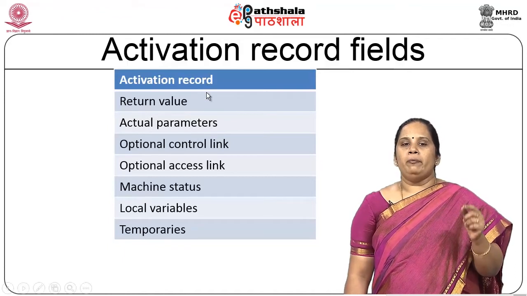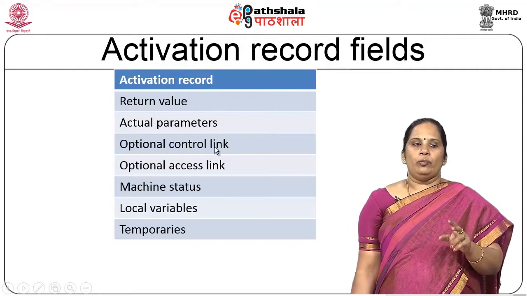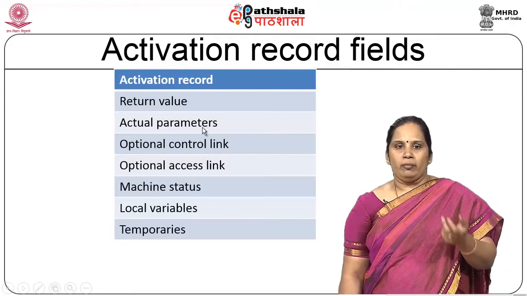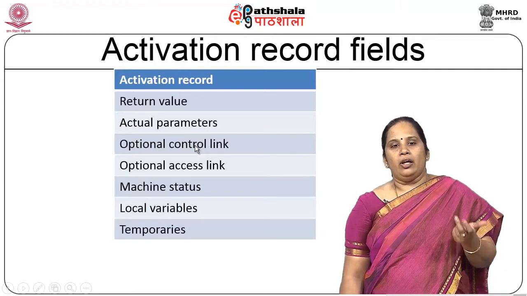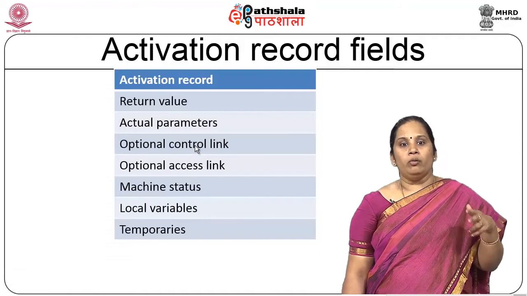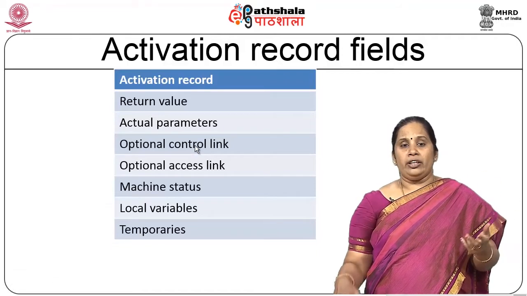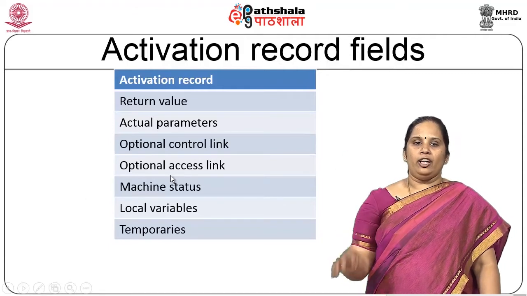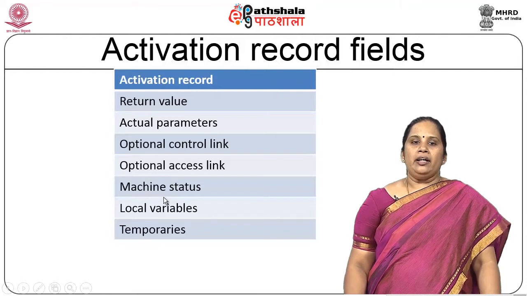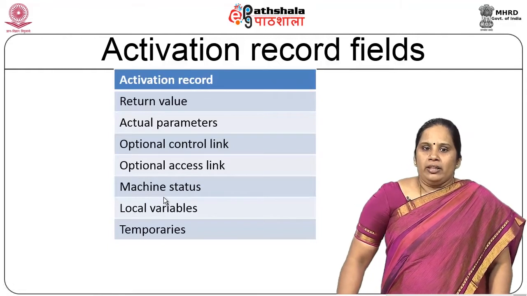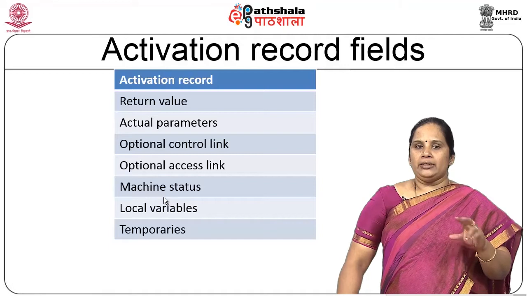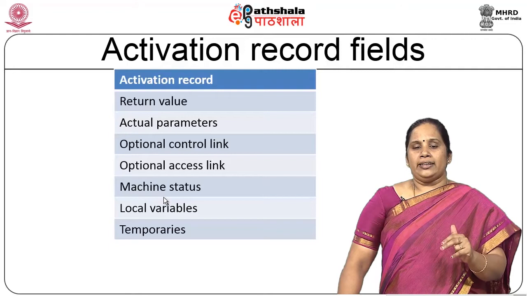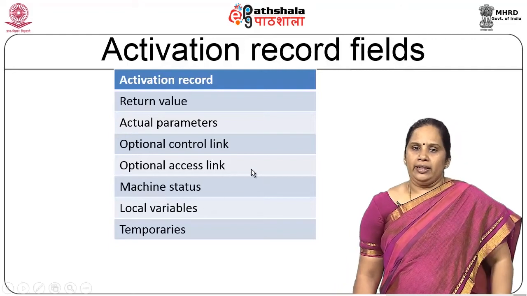For example, A calls B with 2 arguments, for example 5, 4. The actual parameters are going to be 5, 4, available in the activation record. Then I have the optional control link, which will be a pointer to some location referring to some other module. I can also have an optional access link, which is going to access some other area of memory. The machine status refers to the current status of the registers of the called function, as well as the program counter information. All the register contents are stored in this particular field.